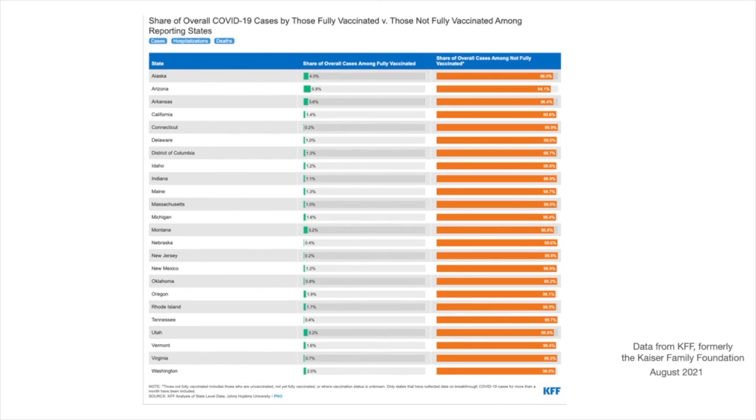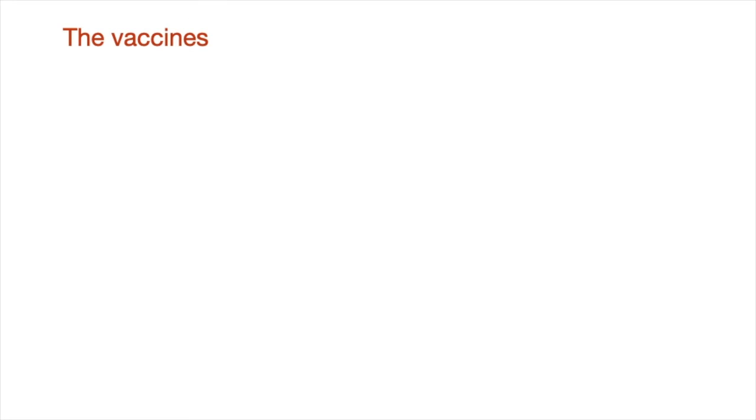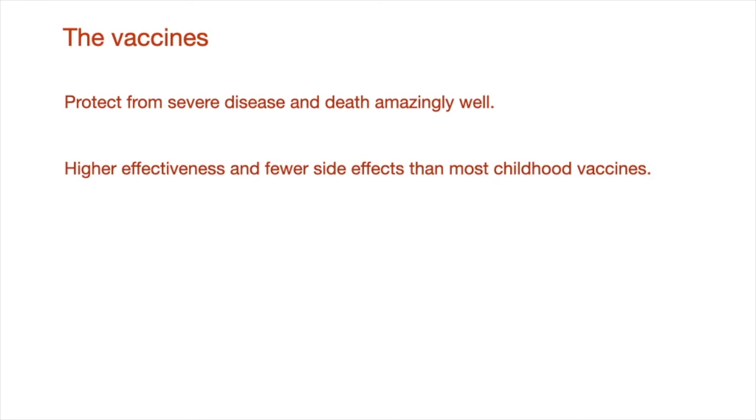Not all 50 states are in this graph, and that is because the organization that did the research, KFF, used only data from states that have rigorous reporting practices and a compliance protocol that was considered useful to inform the analysis. Okay, as I said, the vaccines protect amazingly well, even with the Delta variant. They have higher effectiveness and fewer side effects than most childhood vaccines.